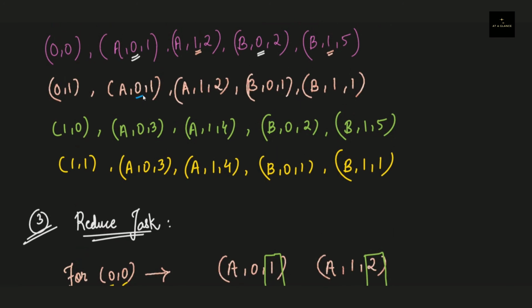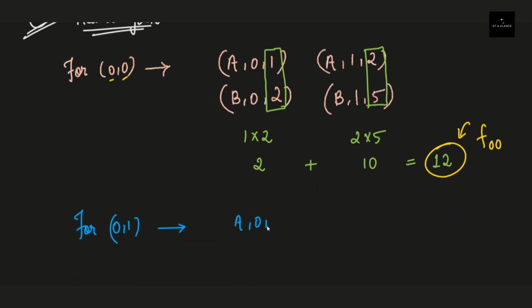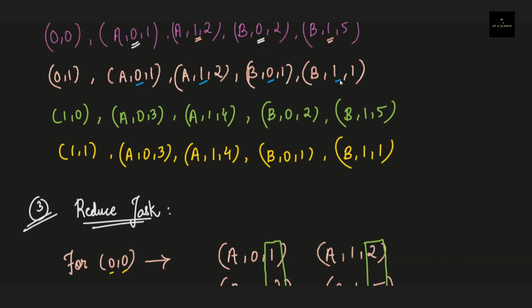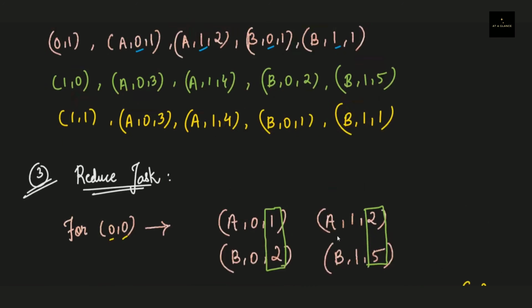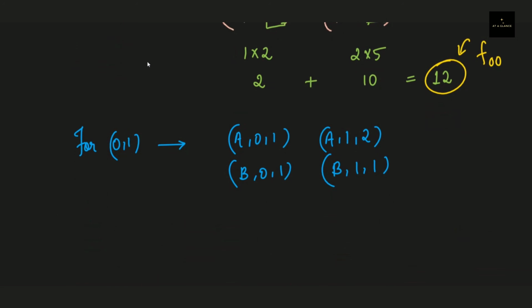As you can see, the values that contain the same j value are A01 and B01. So we will write them in a single column like this. Now the next values that contain the same j value are A12 and B11. We'll write them separately in a single column. Now, as you know, the next step is to multiply the third parameter of these two values, which contain the j value as 0.